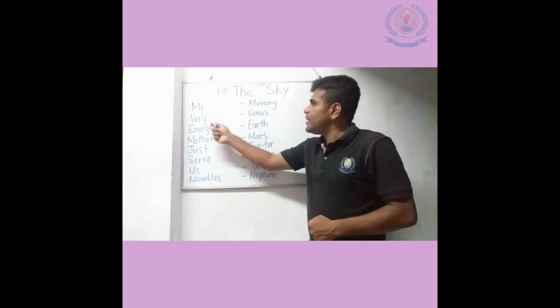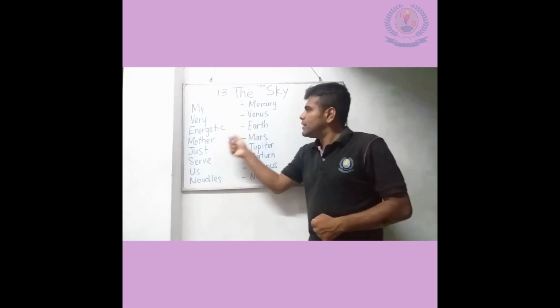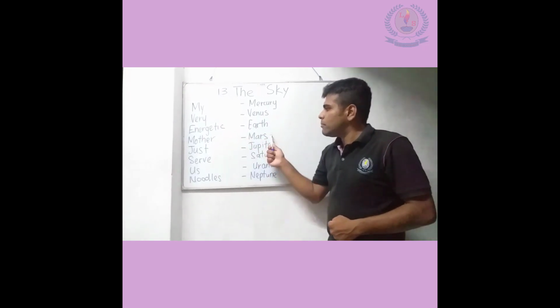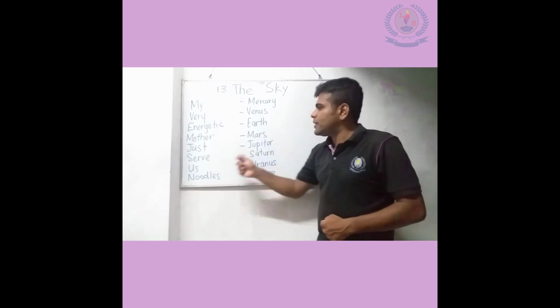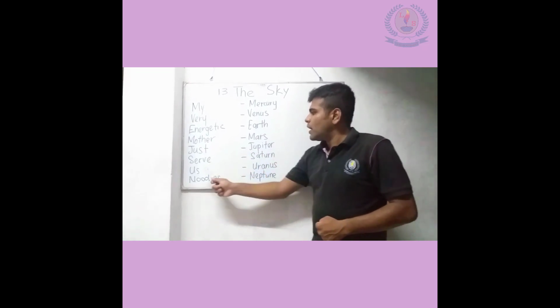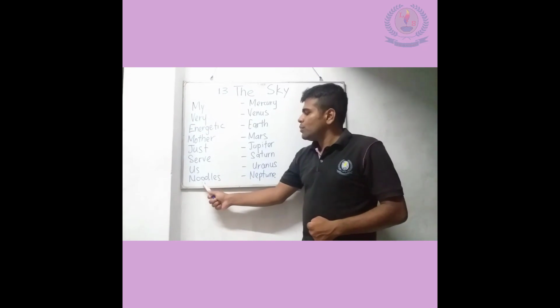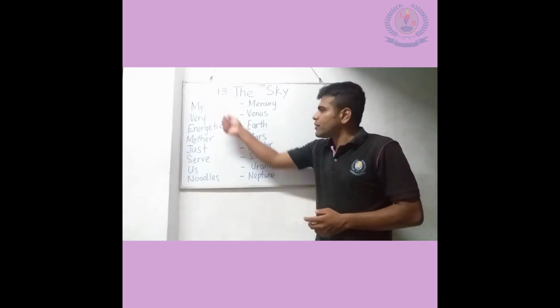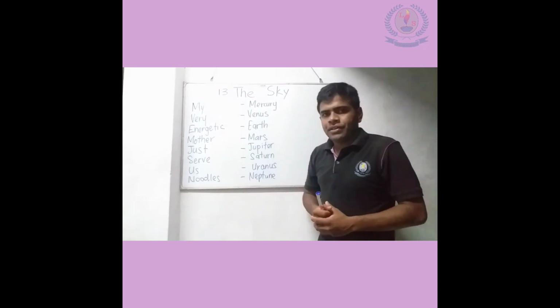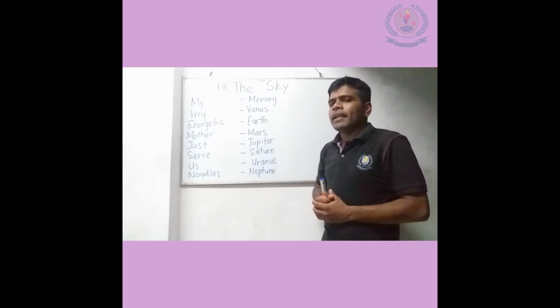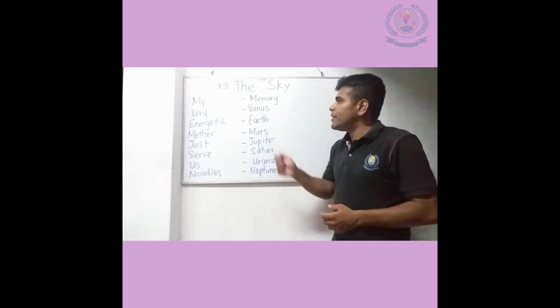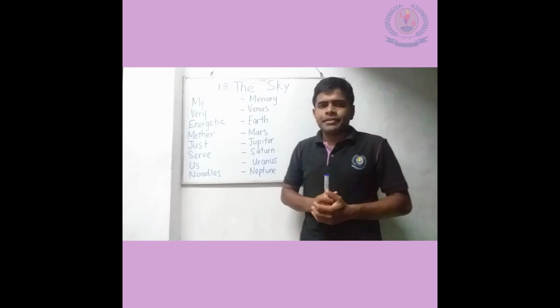My comes to Mercury, very to Venus, energetic to Earth, mother to Mars, just comes to Jupiter, served comes to Saturn, us comes to Uranus, noodles comes to Neptune. So from this set of words, you will be able to remember the planets in order. And remember, we are living on this planet Earth.